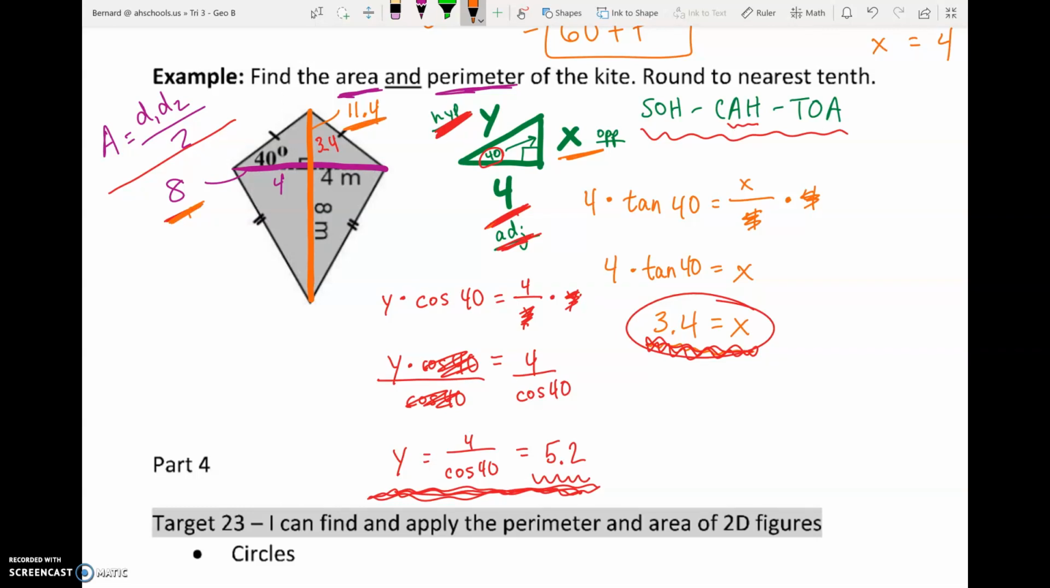So diagonal 1 times diagonal 2 divided by 2. Let's do that real quick, all right? So area is going to equal diagonal 1, I'll call that 8, times diagonal 2, I'll call 11.4, and then we'll divide that by 2. And when we multiply those together and divide by 2, we should get that the area of this kite is roughly 45.4 meters squared.